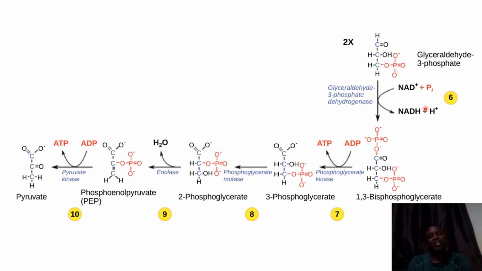The 3-phosphoglycerates, in the presence of the enzyme phosphoglycerate mutase, will mutate into 2-phosphoglycerates. The 2-phosphoglycerates, in the presence of the enzyme enolase, will produce water and phosphoenolpyruvate. Now, phosphoenolpyruvate, in the presence of pyruvate kinase, will give us the final product, which is pyruvate.